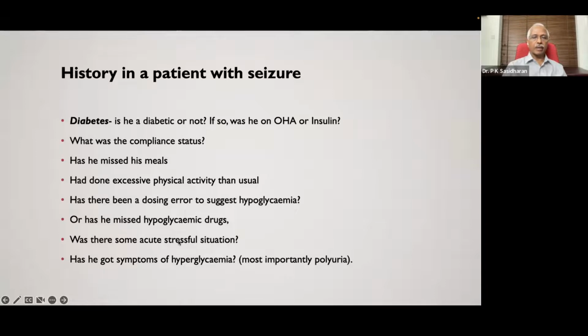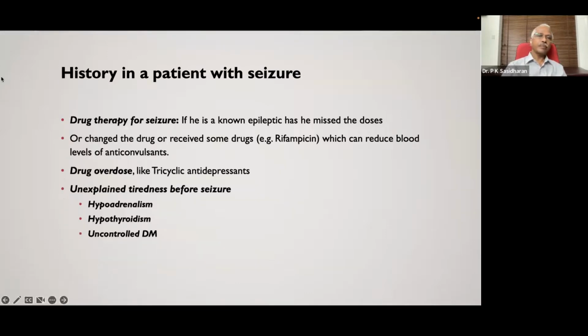Was there any acute stressful situation? Has he got symptoms of hyperglycemia? Most importantly, polyuria may be the only clue to that. Drug therapy for seizures: if he's a known epileptic, has he missed the dose or changed the drug or received some other drug like rifampicin, which can reduce the drug level of anticonvulsants?